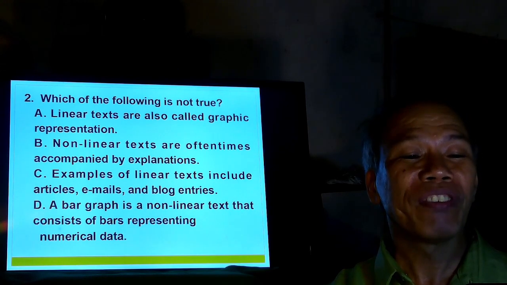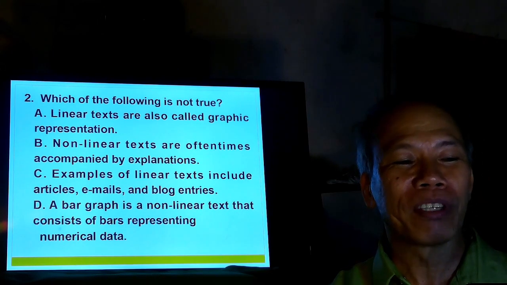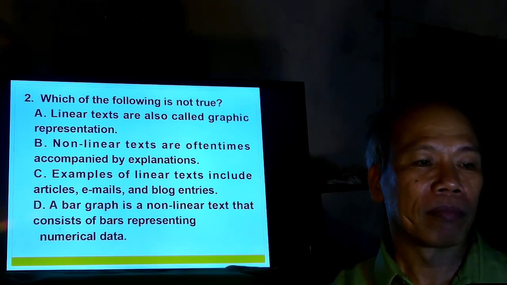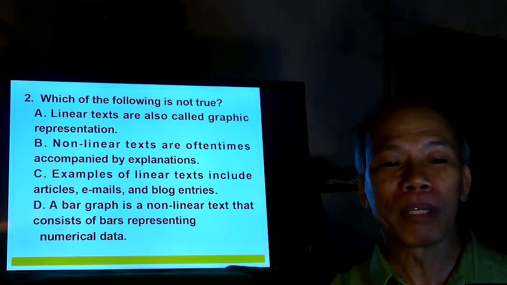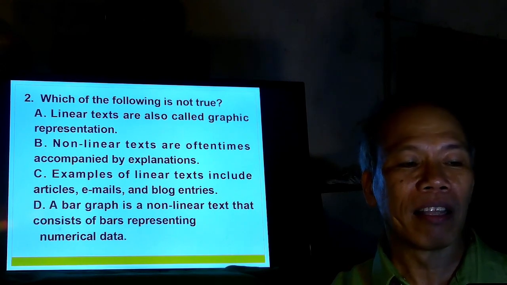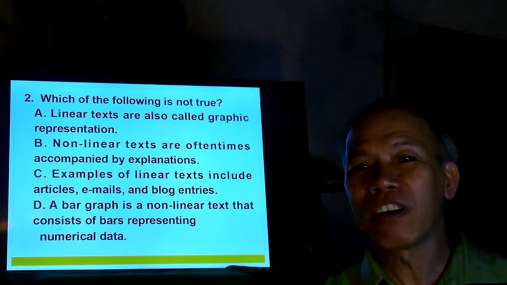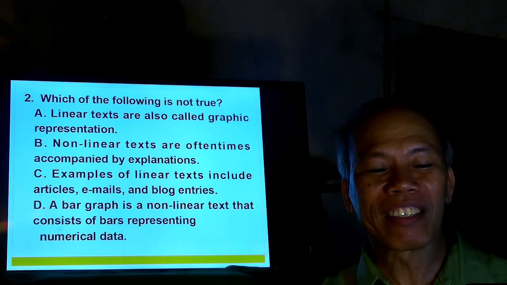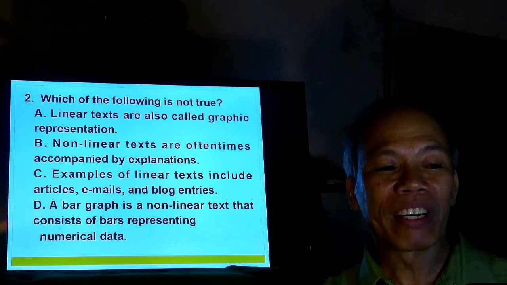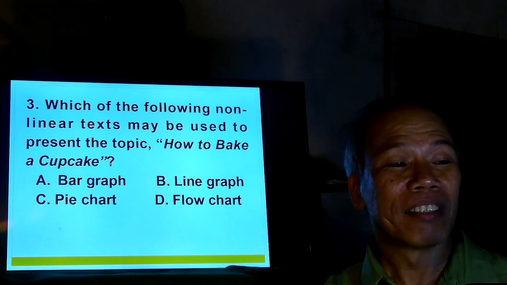2. Which of the following is not true? A. Linear texts are also called graphic representation. B. Nonlinear texts are oftentimes accompanied by explanations. C. Examples of linear texts include articles, emails, and blog entries. Letter B. A bar graph is a nonlinear text that consists of bars representing numerical data. Did you answer? Okay, very good.